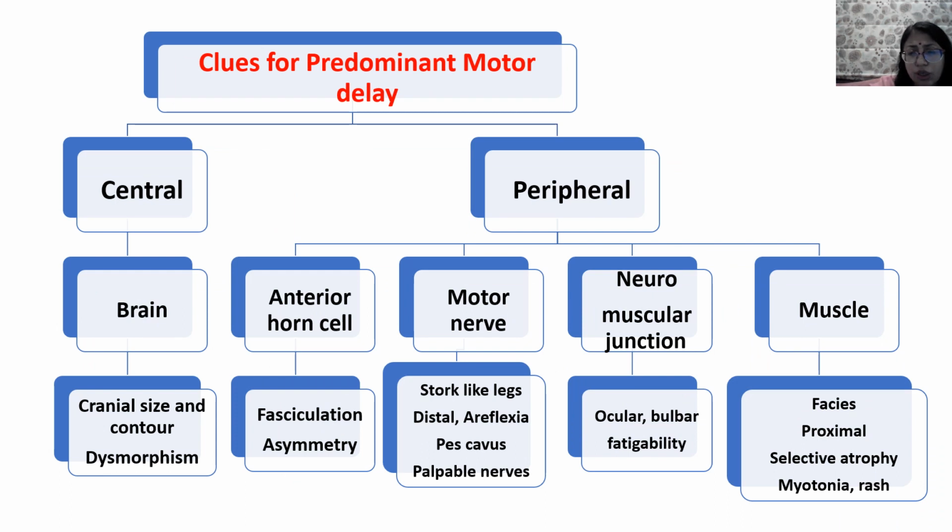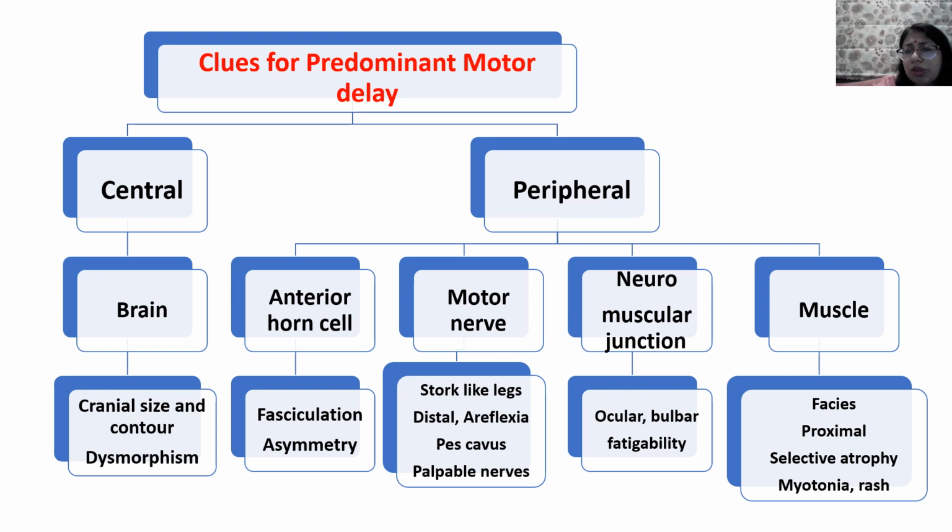So how do we get the clues? What is indicating what? If we have an abnormal head size or shape or dysmorphism, the possibility is that the brain is involved. If there are fasciculations or asymmetry, it could be anterior horn cell involvement. If there are stork-like legs, distal weakness, areflexia, pes cavus or palpable nerves, we think of motor nerve involvement.